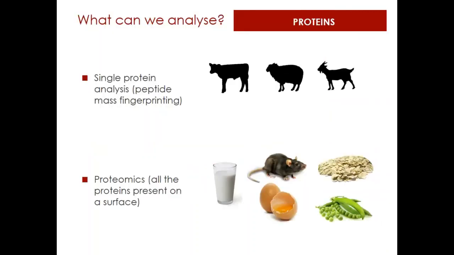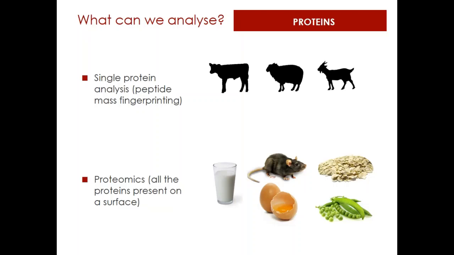So there are two main biomolecules that we're going to focus on. The first is proteins. Almost everything organic that we see is predominantly made of proteins. They are ubiquitous, they are everywhere, so they're a very good molecule to target. We can go about this through two different processes. The first one is that we look at one particular protein. It's called a single protein analysis, or also peptide mass fingerprinting.